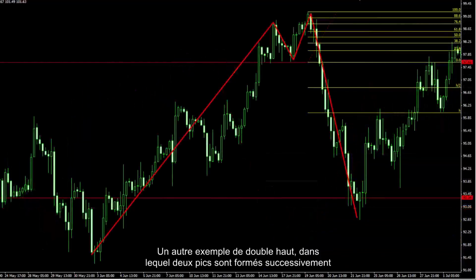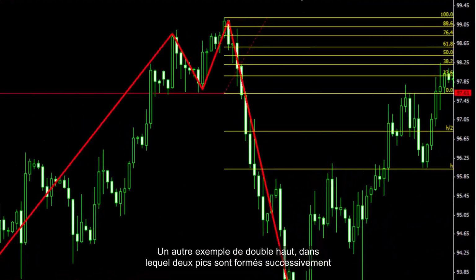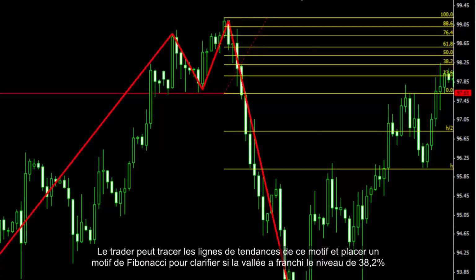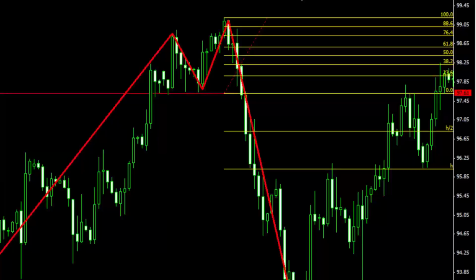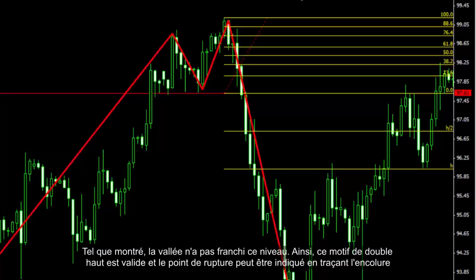Another example of double top in which two peaks are formed successively. A trader can draw trend lines of this pattern and place a Fibonacci pattern to clarify if valley has passed 38.2% level. As it is displayed, valley did not pass that certain level. Thus, this double top pattern is valid and a breakout point can be indicated by drawing the neckline.